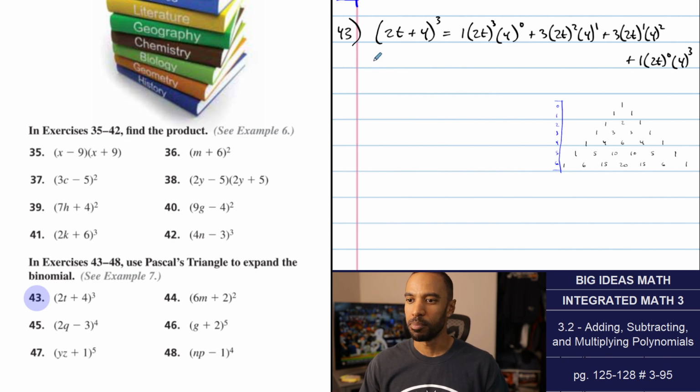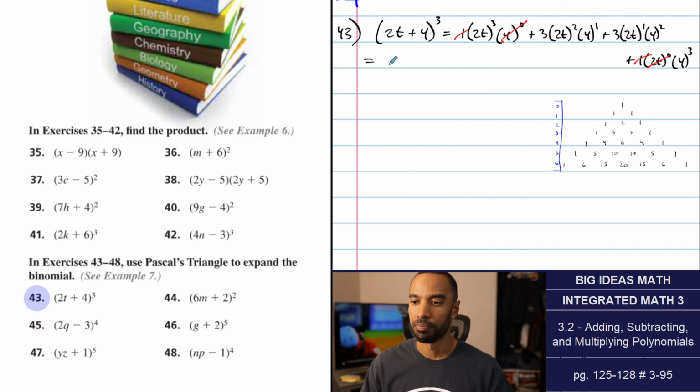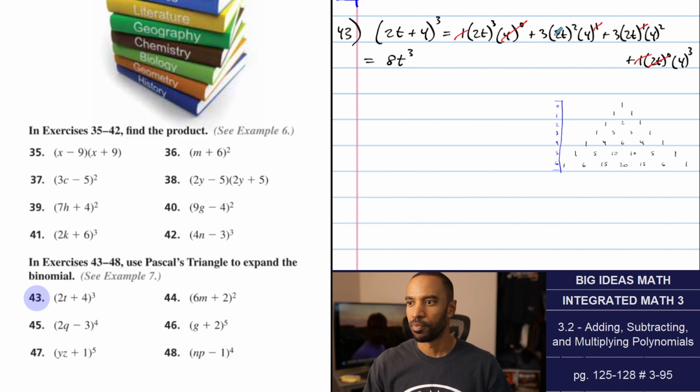Anyway, so from here, 1 times anything is just that thing. 4 to the 0 is 1. That would go away. 2t to the 0 is 1. That goes away. Those go away. That's why we're only left with 2t cubed in that scenario. So that's 8t cubed. This is where you have to do that. And 4 to the 1st power is just 4. You can ignore that. 2t to the 1st power is just 2t. That can go away too.